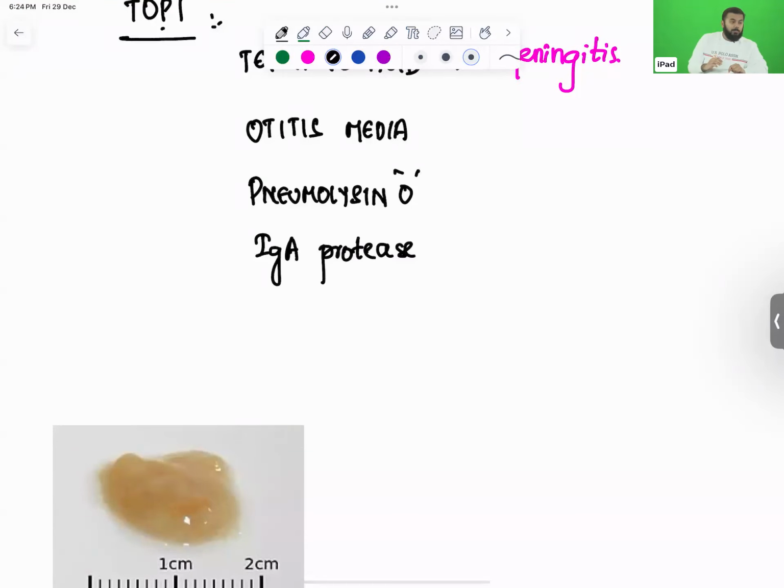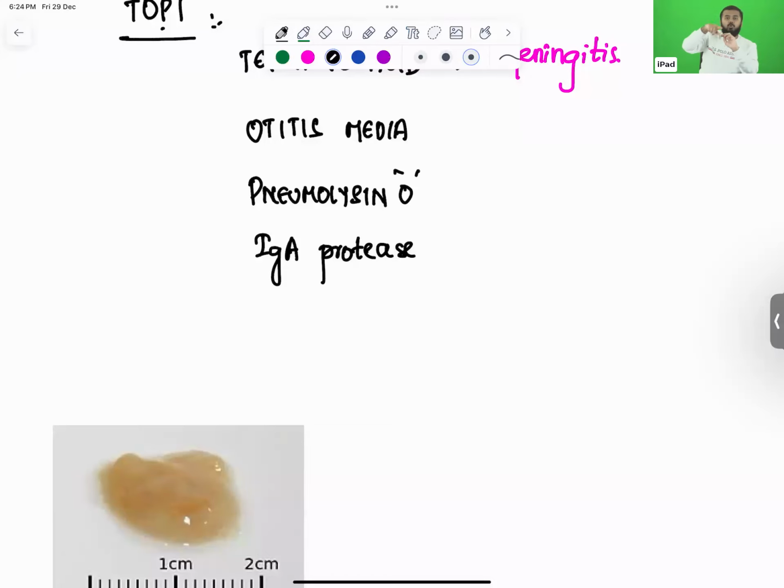And the final important thing is IgA protease. What is the use of this IgA protease? Whenever a bacteria enters your mouth, there are barriers. All of you know skin is a barrier, saliva is a barrier, mucus is a barrier. Within your saliva you have IgA. IgA is a barrier and will kill that bacteria. But the bacteria will release the IgA protease enzyme, which will destroy this IgA.